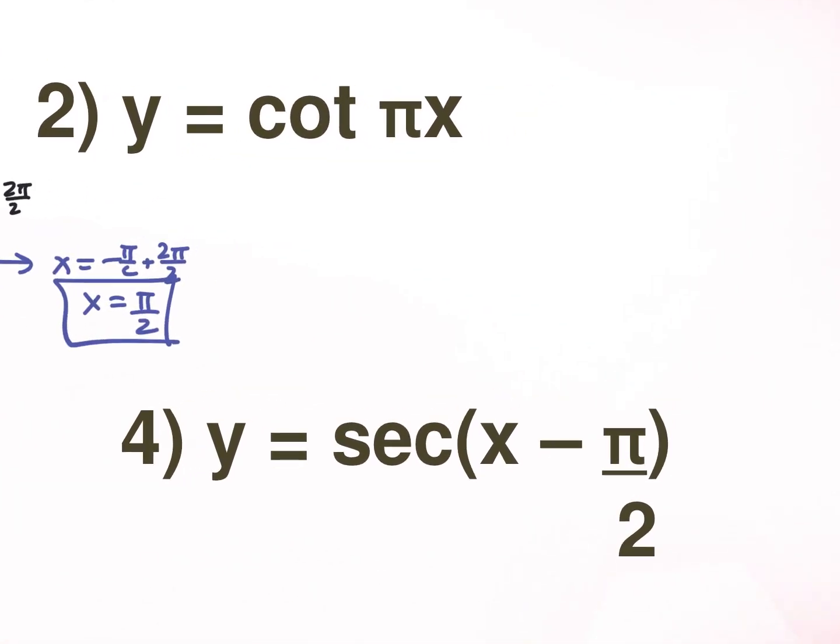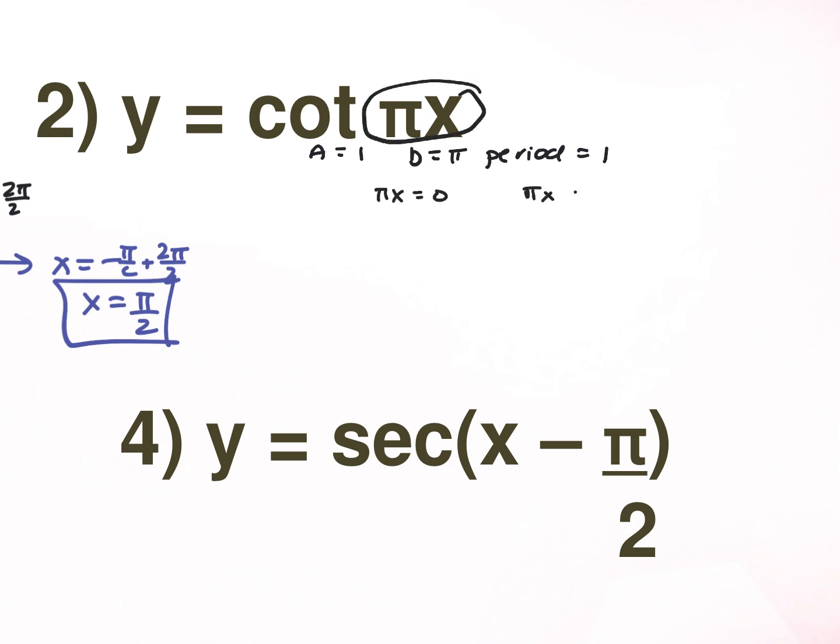For cotangent, A is 1. B this time is pi, so the period is pi over pi, which would be 1. We set what's next to it equal to 0 and pi. Divide both sides by pi, and I get x equals 0, x equals 1. From the left, we're going to subtract the period, which is 1, so I get negative 1. On the right, I'm going to add the period, so I get 2.